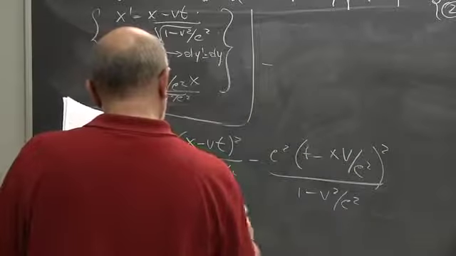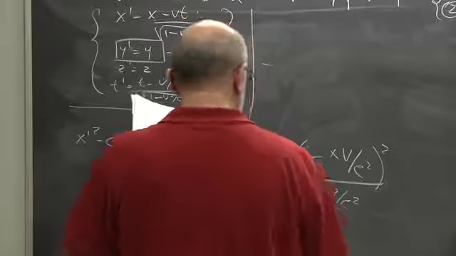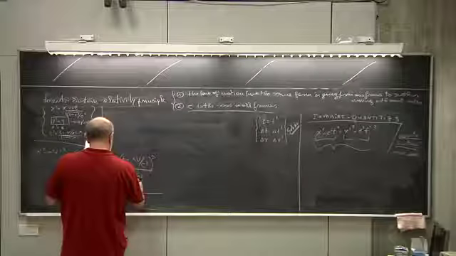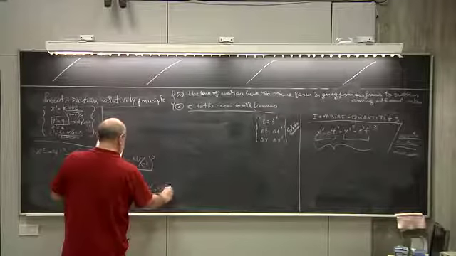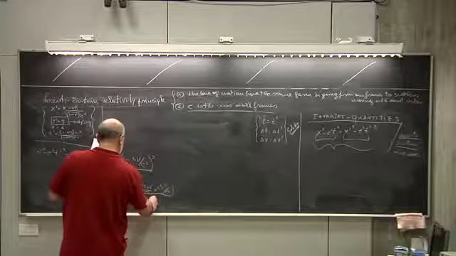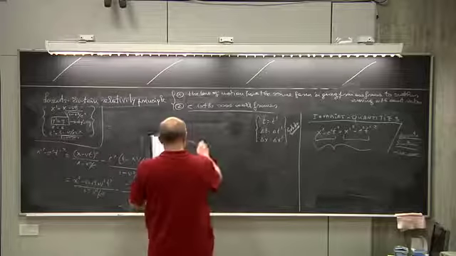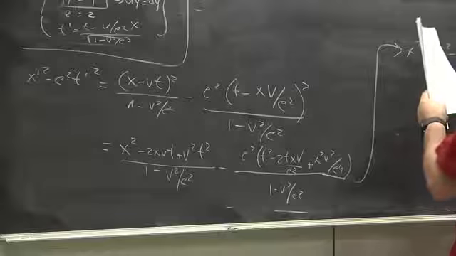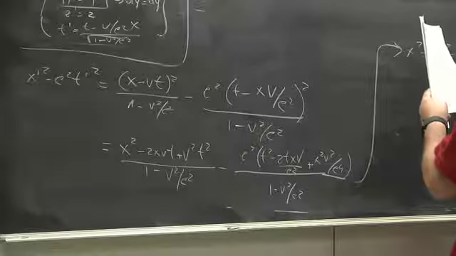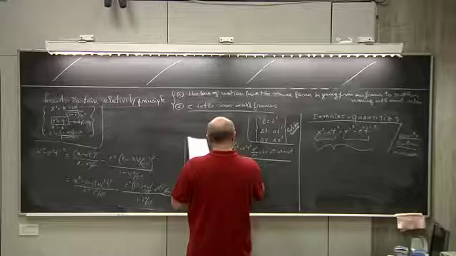x squared minus 2xvt plus v squared t squared, minus c squared t squared minus 2xv plus x squared v squared over c squared, over 1 minus v squared over c squared. So let's do this calculation. We get x squared minus c squared t squared minus x squared v squared over c squared plus v squared t squared c squared over c squared, plus 2xvt minus 2xvt, over 1 minus v squared over c squared.